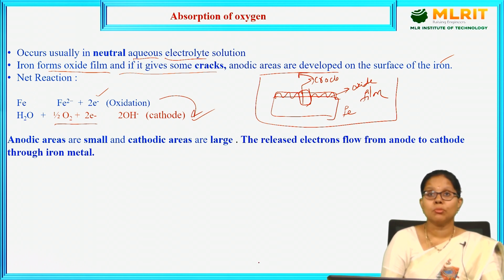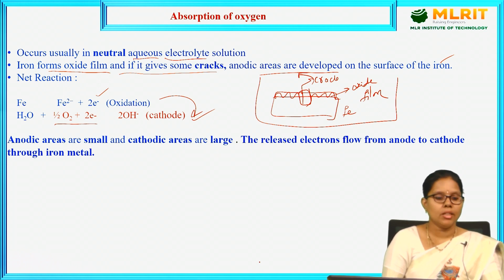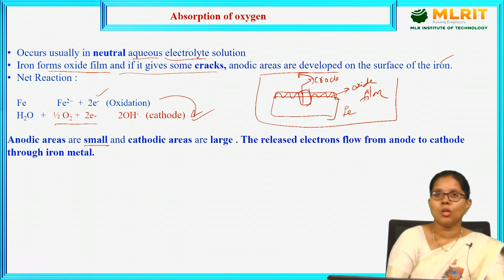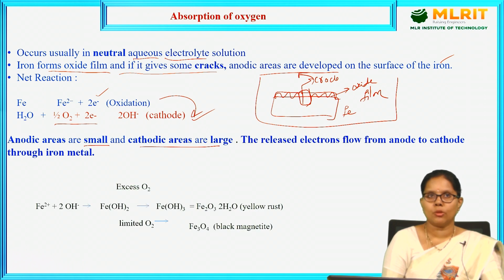Anodic areas are small and cathodic areas are large. The released electrons flow from anode to cathode through the metal. This is the case where the anodic areas are small and the cathodic areas are large. Always the electrons move from anode to cathode.